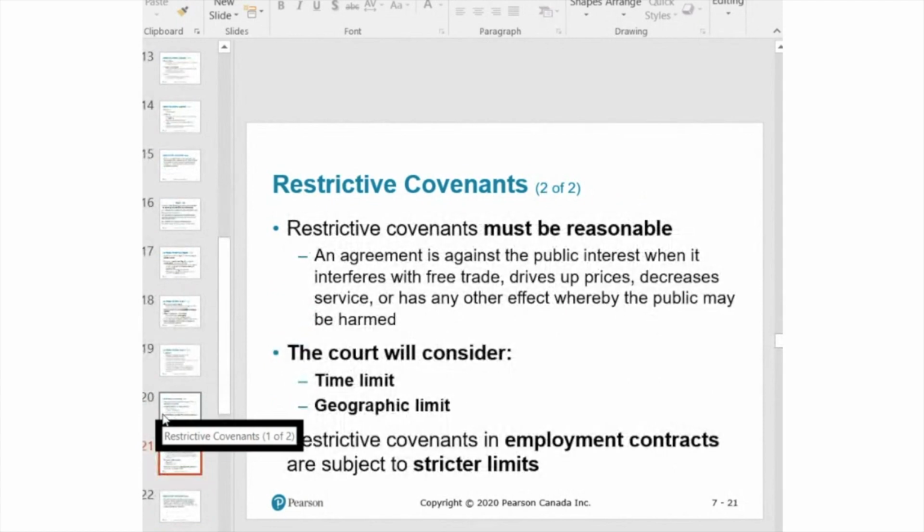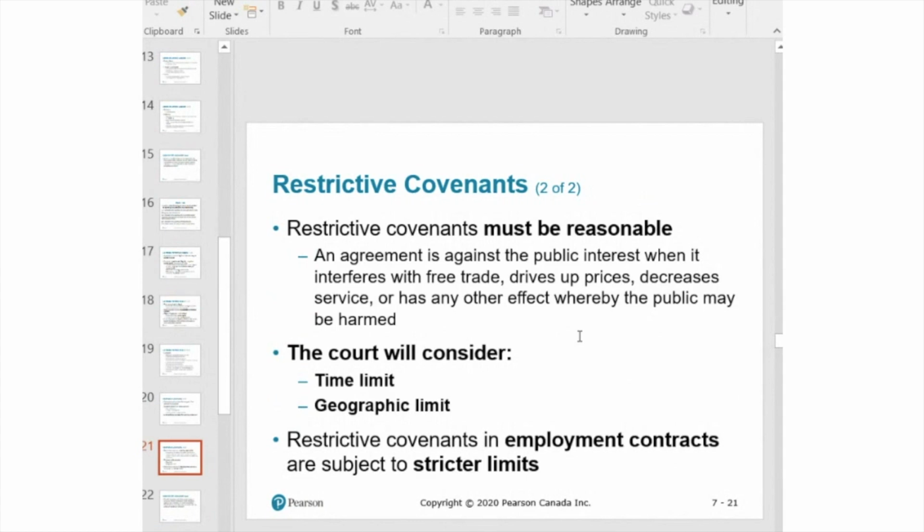So what we need to know here is that a restrictive covenant, to be valid, has to be reasonable. How are restrictive covenants reasonable? Well, they are reasonable whenever their time limitation and geographic limitation are reasonable. In other words, in my example, I'm purchasing this pet shop. I don't want the seller to compete with me. So the limitation in time has to be reasonable.